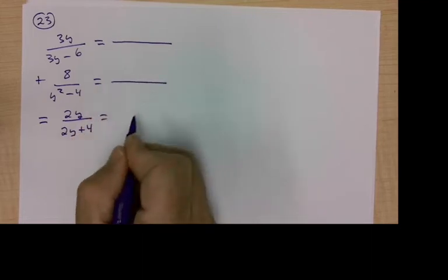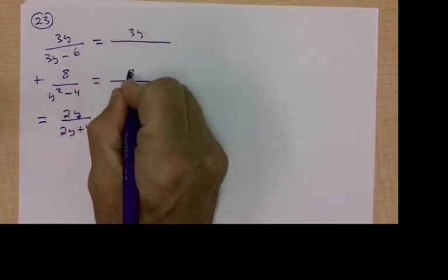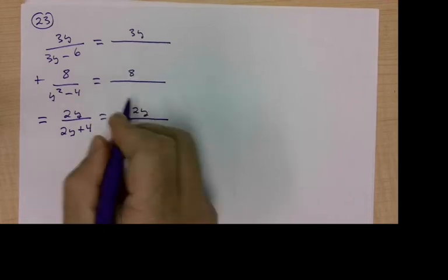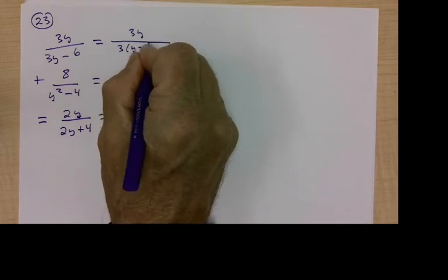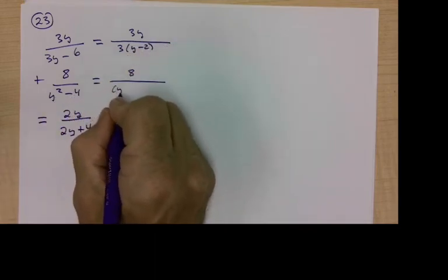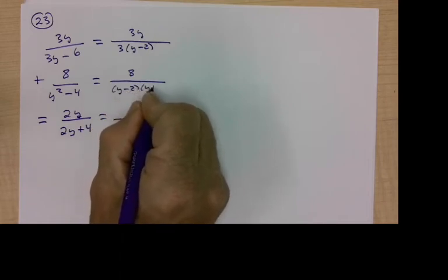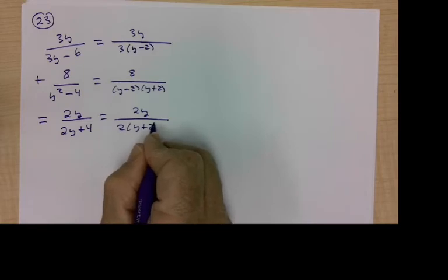So I have to factor everything. The 3y, the 8, and the 2y stay there. 3 times y minus 6 is 3 times quantity y minus 2. Y squared minus 4, you could use the factor box and get y minus 2, y plus 2. And then 2 times y plus 4 is 2 times y plus 2.